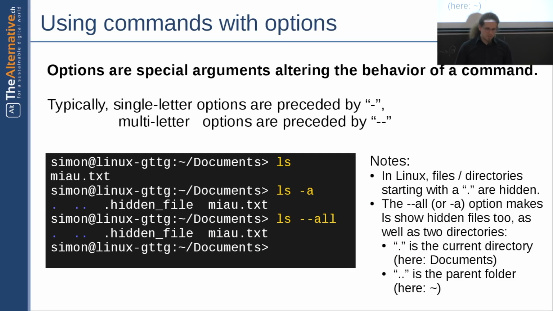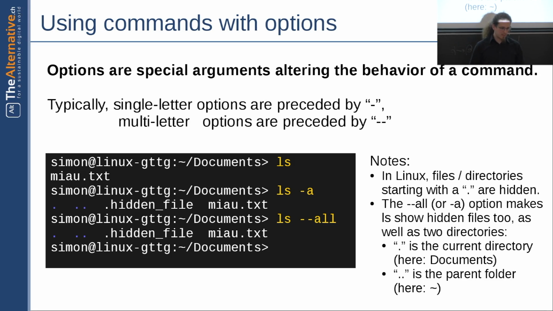Then there are options to commands. These are special kinds of arguments. They are either prefaced with one tag for short options, or with two tags for long options. Long options are usually the a little bit more obscure ones that you don't use that often, but options that are used frequently get these abbreviated short options with one tag.